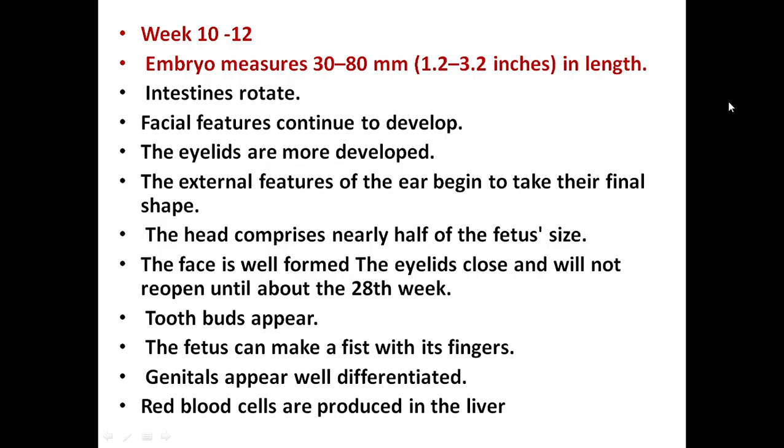The intestines rotate, facial features continue to develop, the eyes are more developed, and the external features of the ear begin to take their final shape. Okay, so next, the head comprises nearly half of the fetal size, and the face is well formed. The eyelids close and will not reopen until about the 28th week. Tooth buds appear. The fetus can make a fist with its fingers. Genitals appear well differentiated, and red blood cells are produced in the liver.